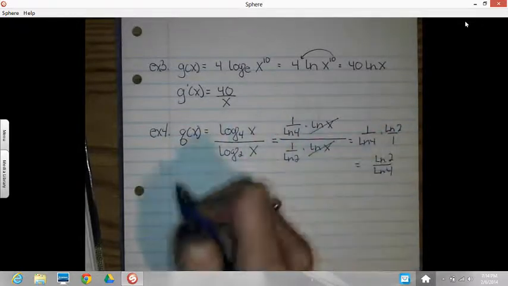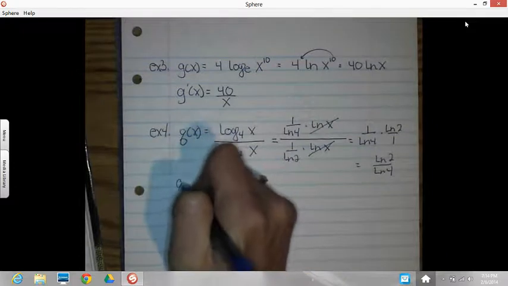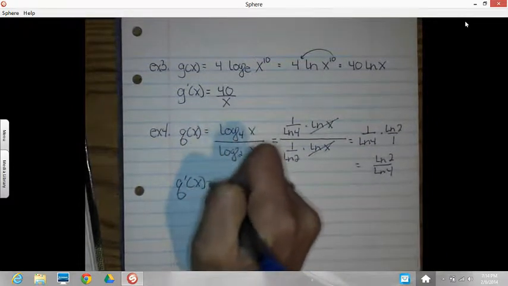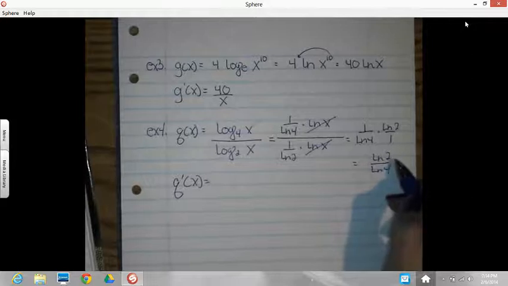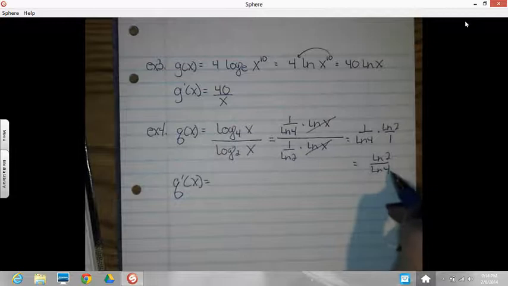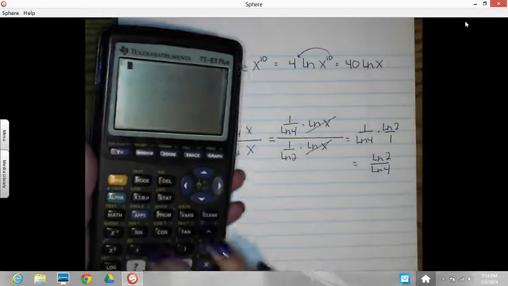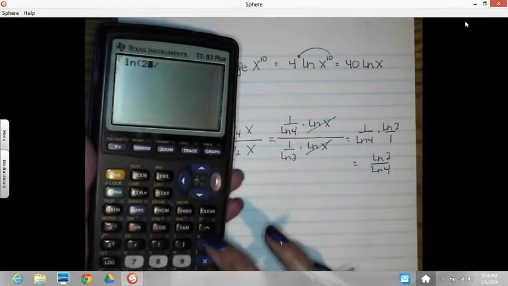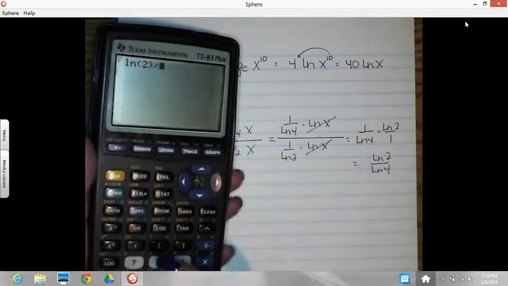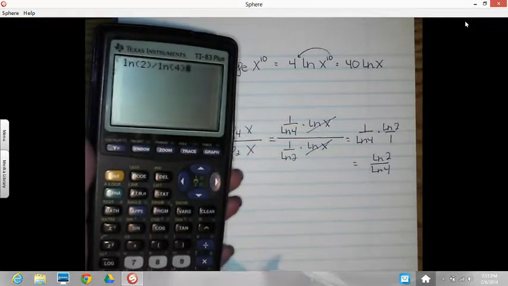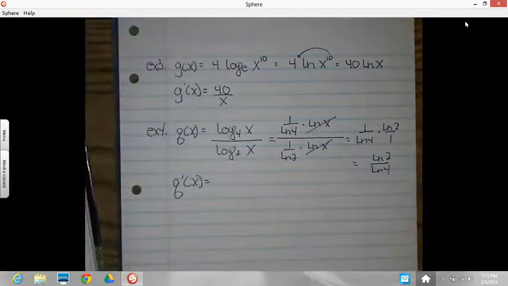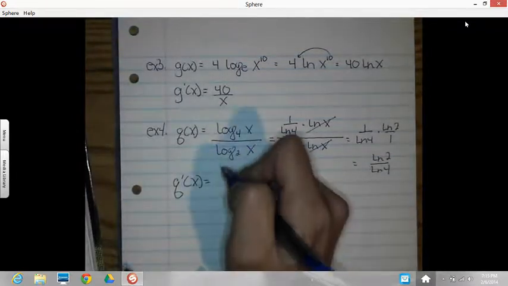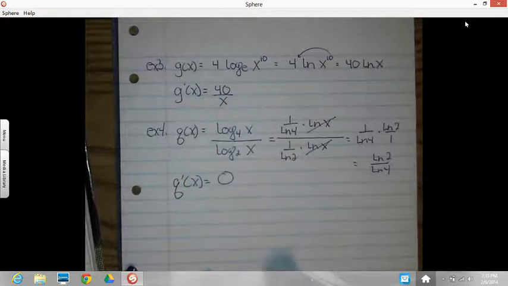If I go to do derivative now, if I look over here, I don't even have an x term in here. This is a constant. Natural log of 2 divided by natural log of 4 is some constant value. I don't know what it is. If I can show you real quick. Natural log of 2 divided by natural log of 4 is a half. So I'm taking the derivative of a half. Well, that's 0.